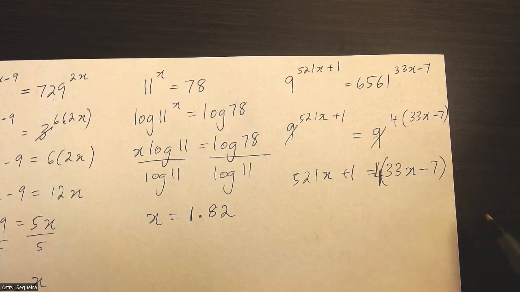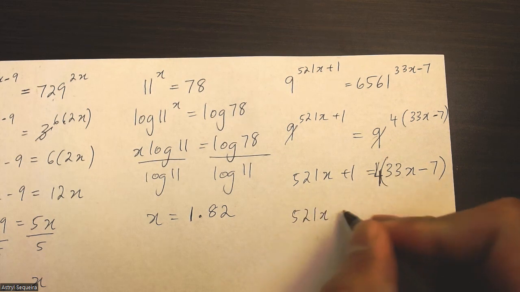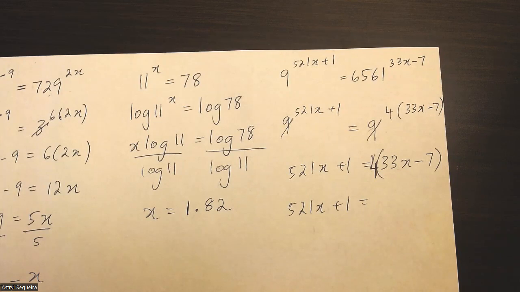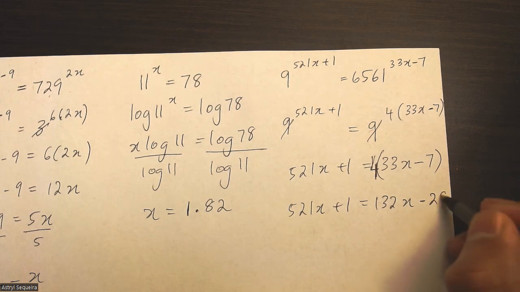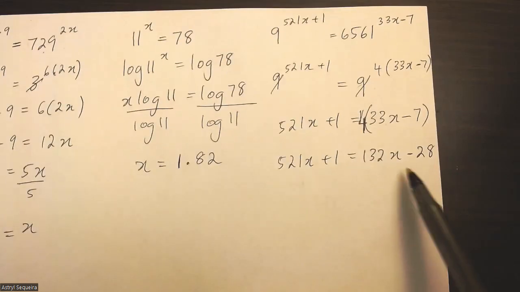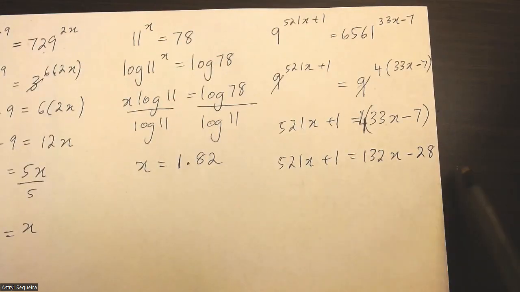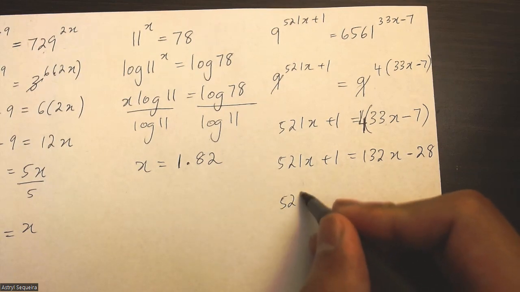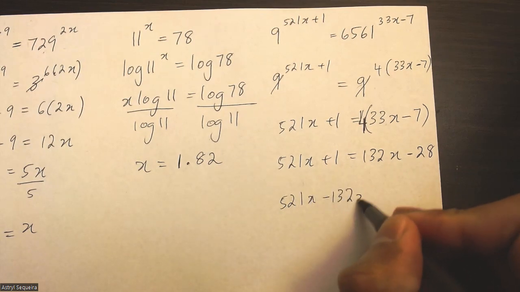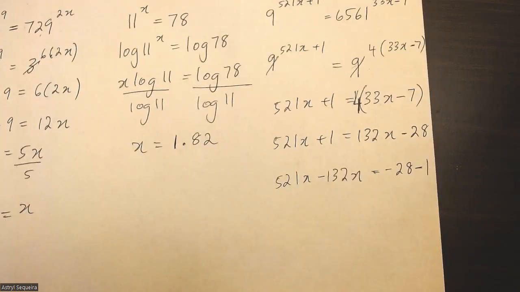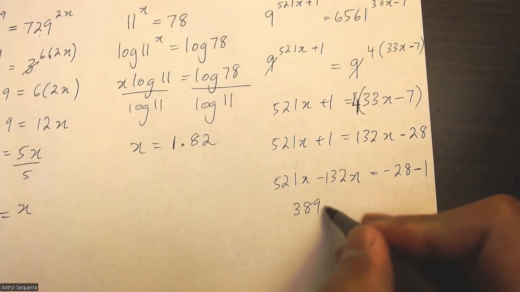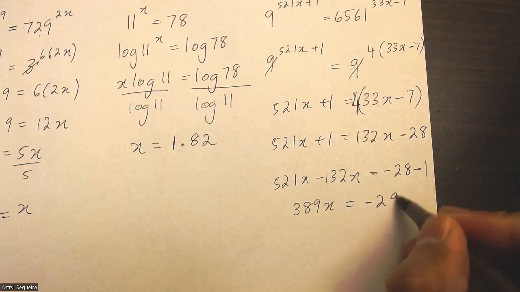I'll squeeze that 4 in. I'm going to multiply this 4 into this bracket and distribute it. Then I'll combine like terms. So I'll move this x term to this side and the 1 to the other side. 521x minus 132x equals negative 28 minus 1. 521 minus 132 is just 389x, and this is just negative 29.